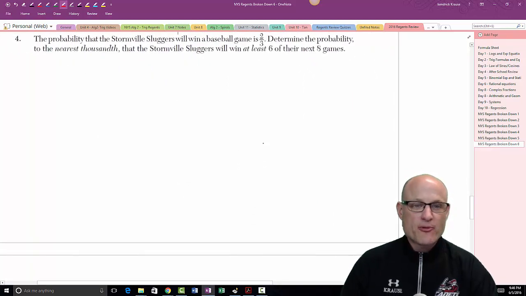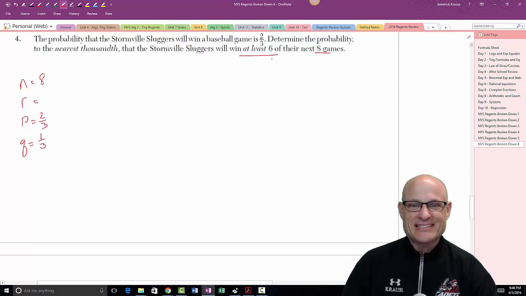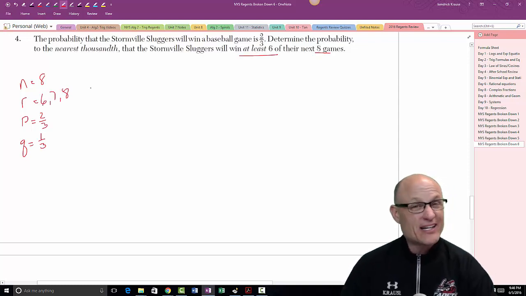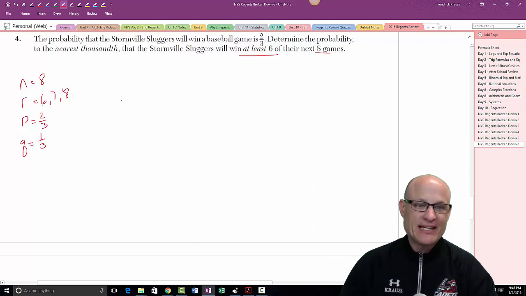Question 4. The probability the Stormville Sluggers will win a baseball game is 2/3. So the probability of winning is 2/3, and the probability of losing then is 1/3. We've got to figure out how many games we're going to play. 6 of their next 8 games. We're going to play 8, and we want to win at least 6. That's 6, 7, or 8. You really got to get comfortable with that. At least means that's the bottom, the basement: 6, 7, 8. Okay, get comfortable with it.